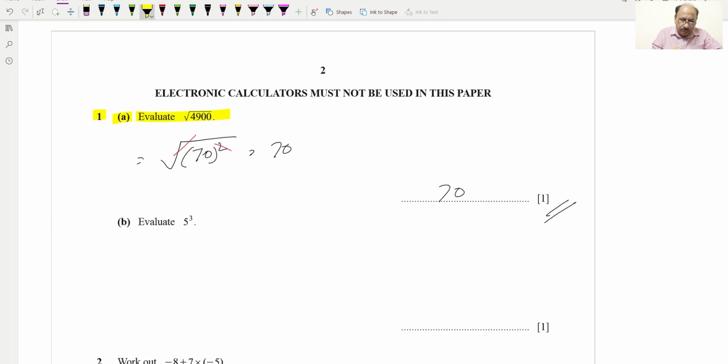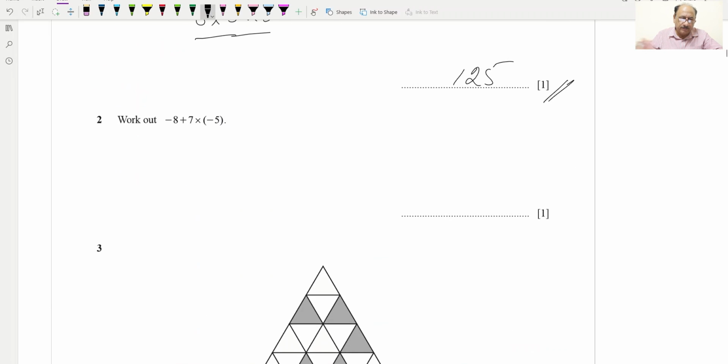Now the second part, B part, evaluate 5 raised to the power 3. So 5 raised to the power 3 can be written like this. 5 into 5 will be 25, 25 into 5 will be 125. So the answer will be 125. This is also a 1 mark question.